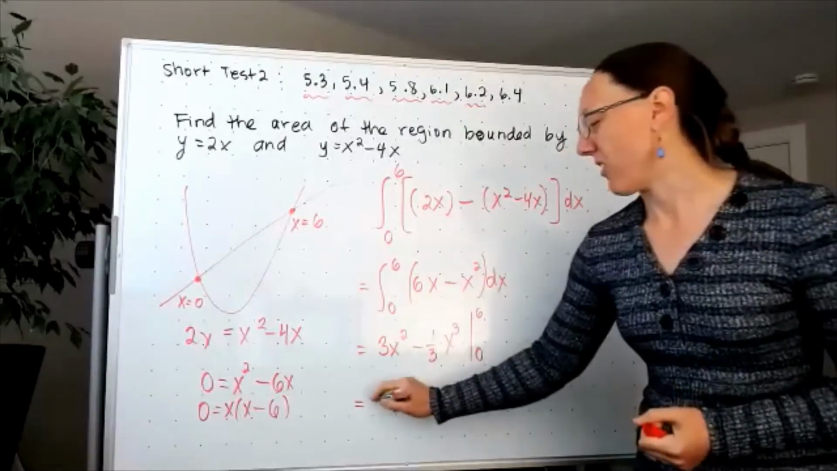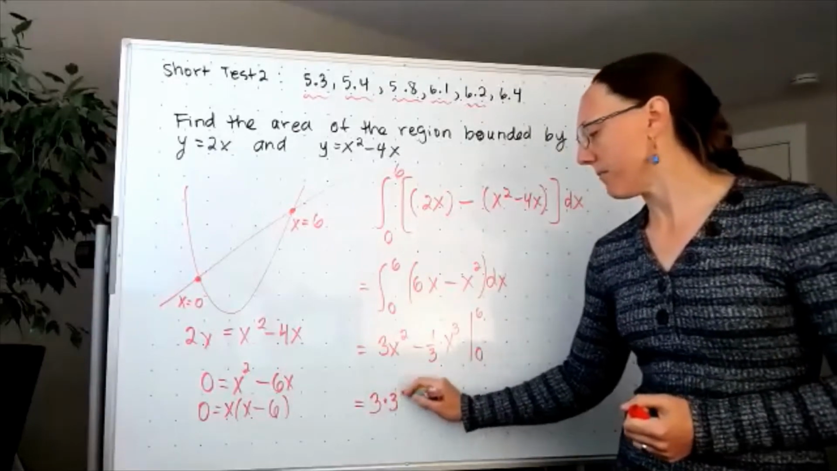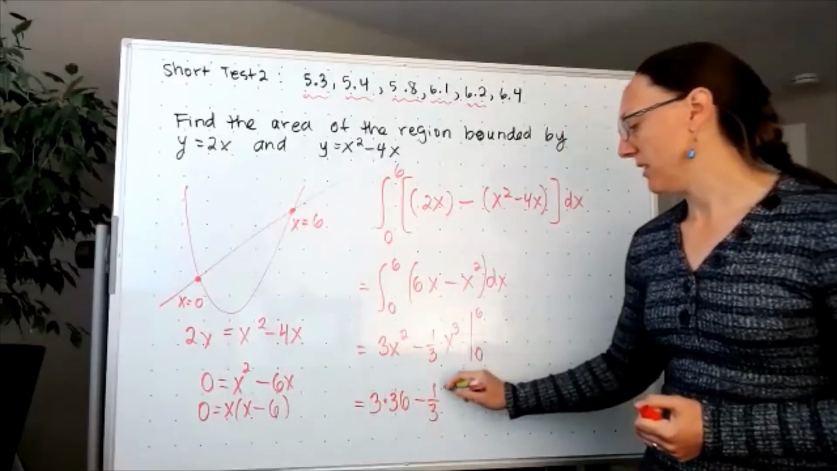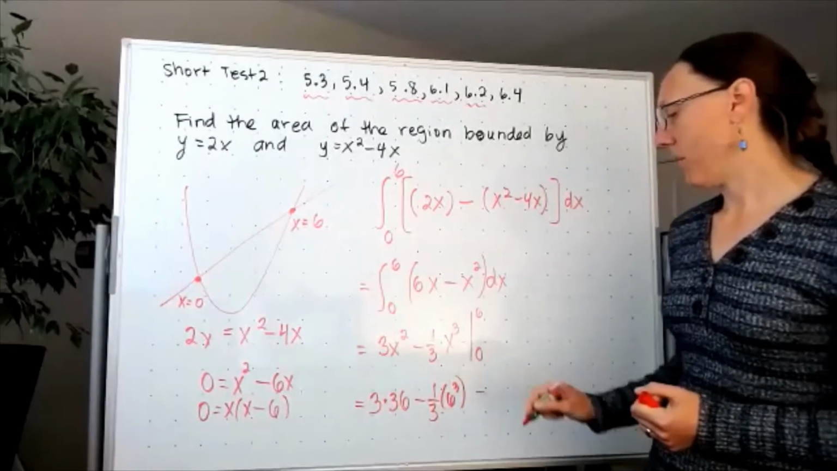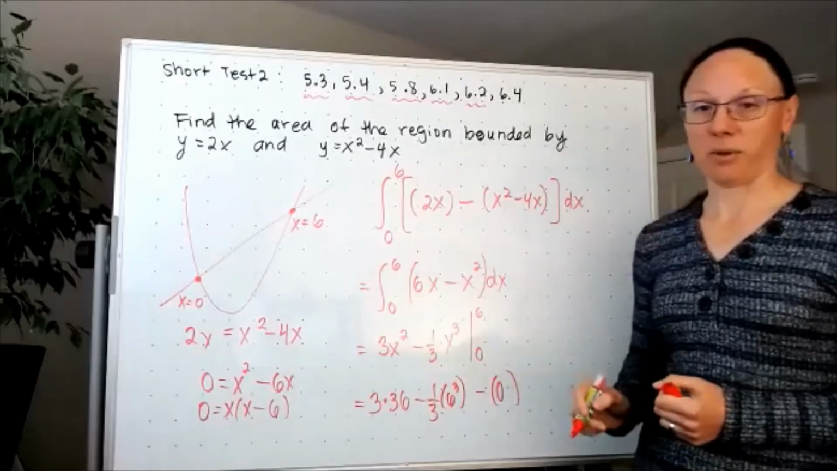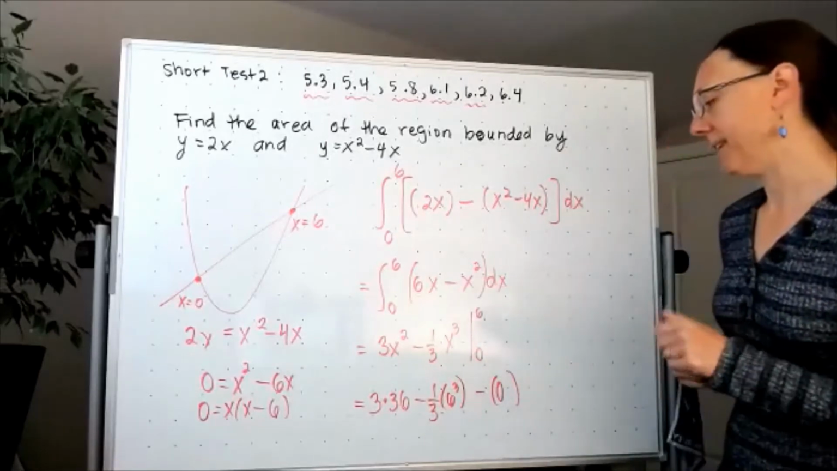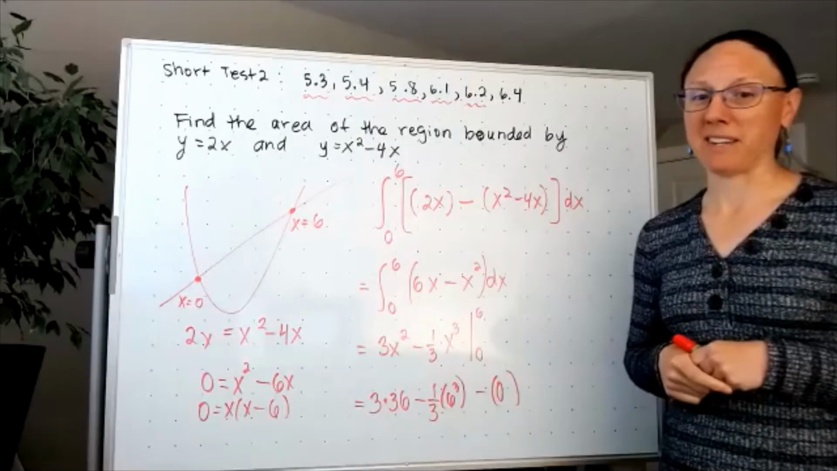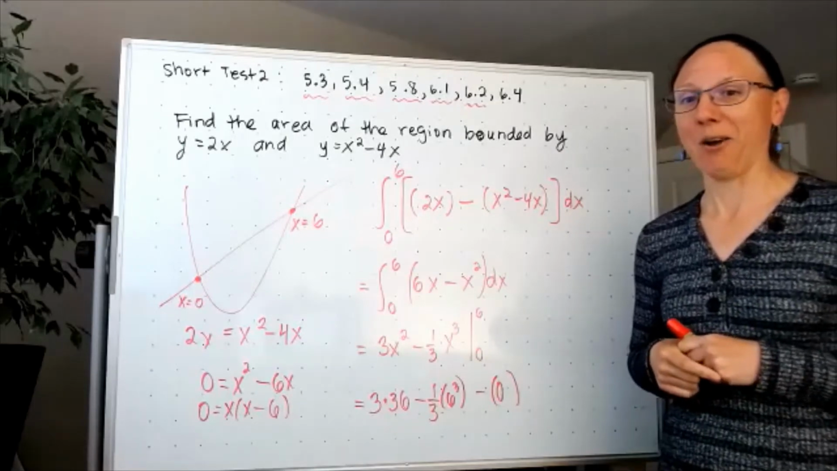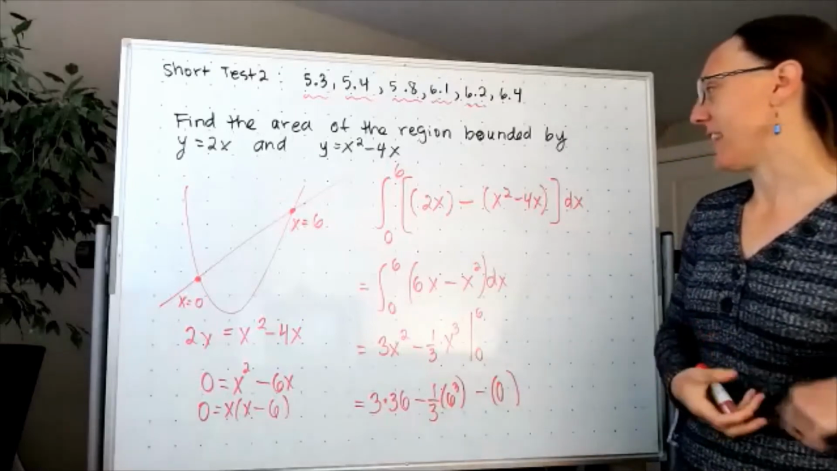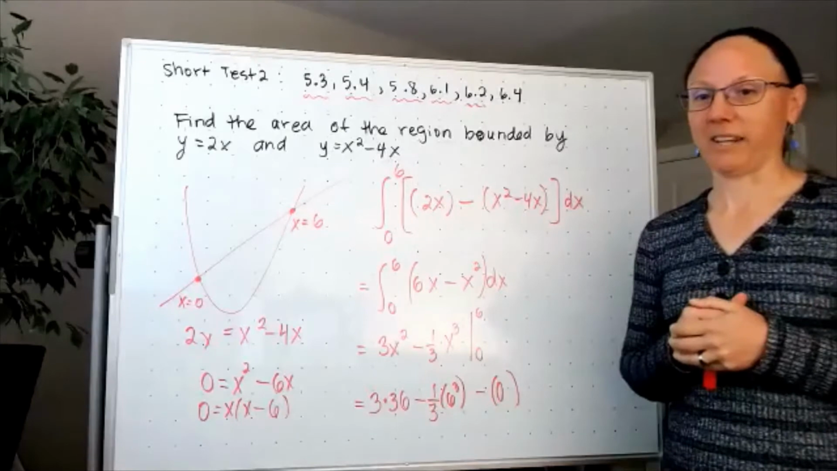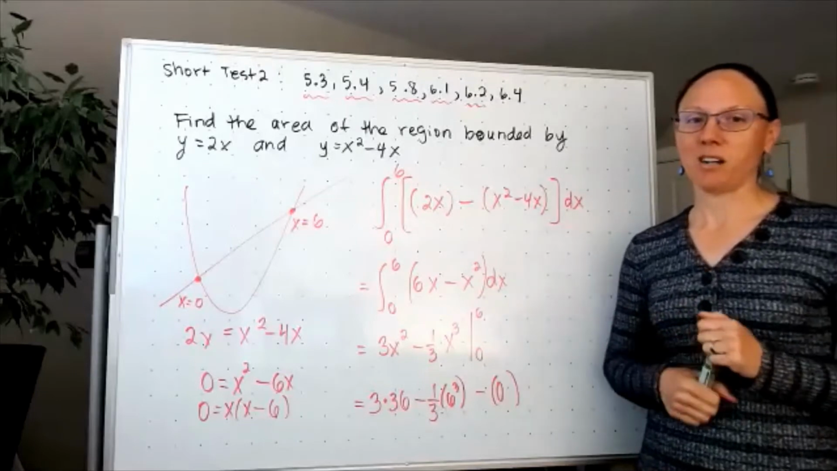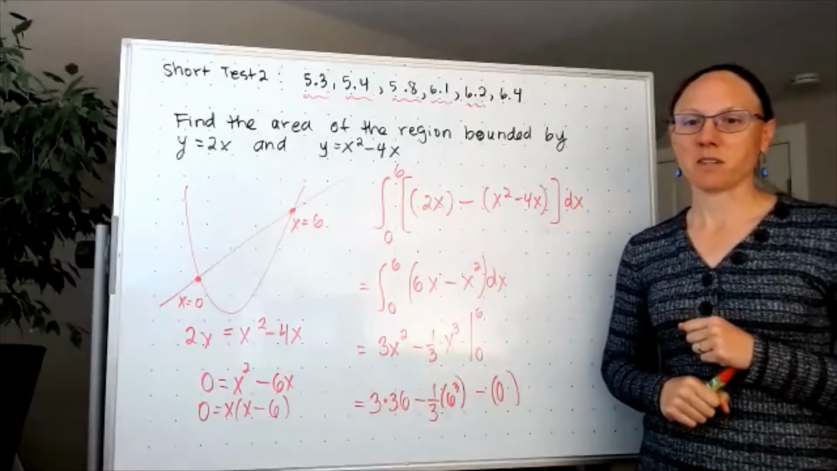So if I plug in the 6, I'll have 3 times 6 squared, which is 36, minus 1/3 of 6 cubed, minus plugging in 0, where I would get a big fat 0. Could I take the time to simplify this? Absolutely. Do I plan to? No, I do not. But you certainly could simplify that down if you're really great and quick with numbers. Questions about this before we move on to talk a little bit about volumes?